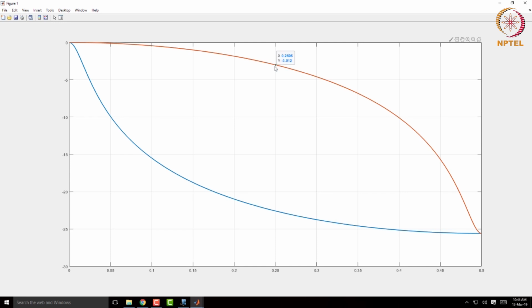So pi by 2 corresponds to 0.25, and you see the y value is minus 3.012. So it is 3 dB below the peak value. So in general, poles provide sharp peaks, and hence you can expect the frequency response to be realized with a much lower order filter if you had both poles and zeros to play with, as opposed to playing with just zeros.